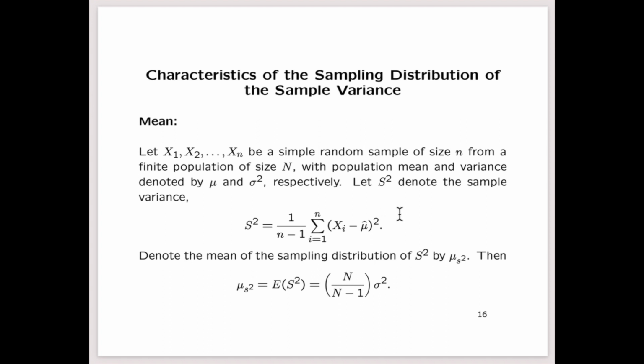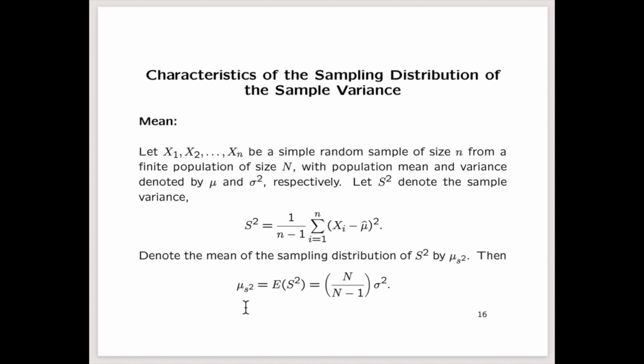So this is the statistic, the sample variance, that we're interested in, and what we want to do is learn something about the sampling distribution, or probability distribution, for this statistic. Now, let's denote the mean of the sampling distribution by mu sub s squared. This is the expected value of s squared, or the mean of the sampling distribution of s squared.